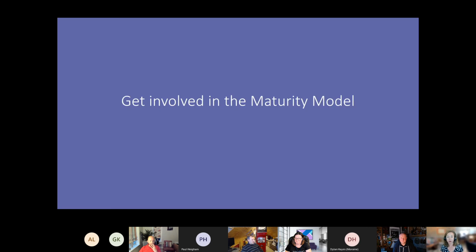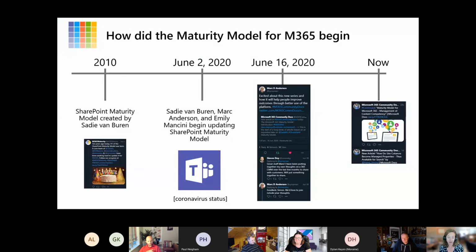Since we've talked so much about all of your different thoughts and opinions, I would love to invite you to get more involved with the maturity model. We'll hit pretty quickly on what those opportunities are. First, a little bit of the history. As I mentioned earlier in the presentation, the SharePoint maturity model was kicked off by Sadie Van Buren in 2010. Then in June during the pandemic, Mark Anderson and myself started collaborating with Sadie to bring that up to Microsoft 365, since so much has changed in the past 10 years in this environment that we're working in.